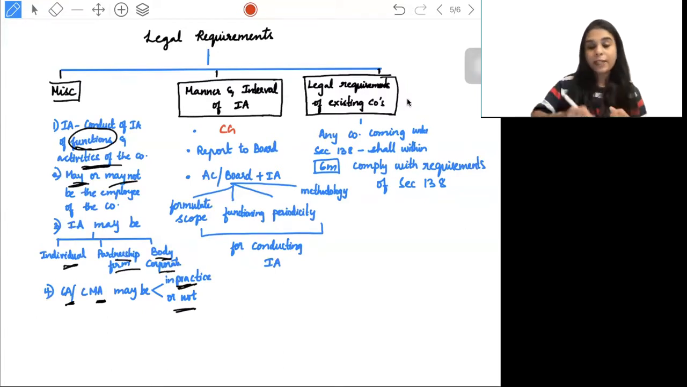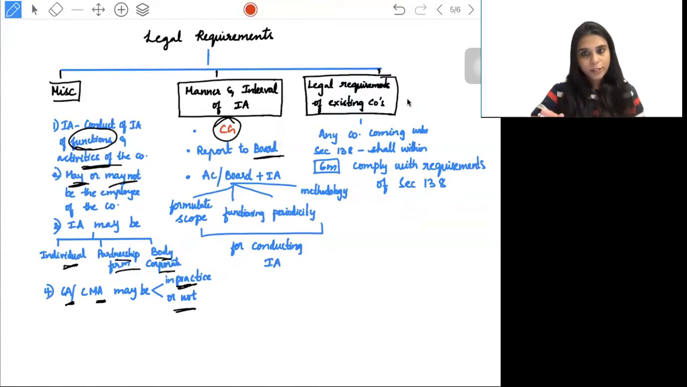Okay, moving ahead, the rules of this internal auditing are fixed by the central government. And as you know, the external auditor gives his report to the shareholders. But the internal auditor gives his report to the board because the board is appointing him.